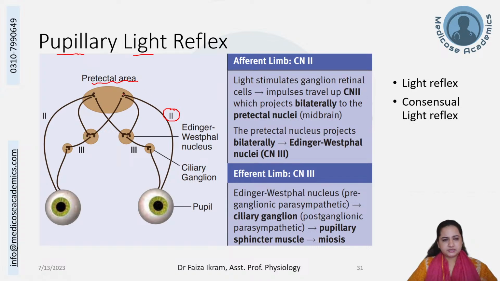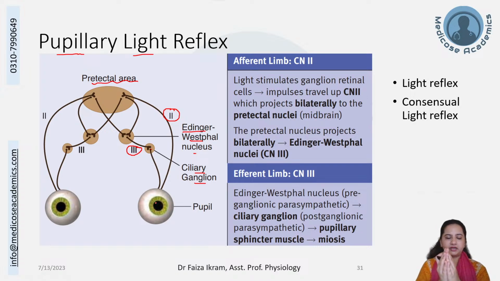Here in the pretectal nucleus, they then communicate with the parasympathetic nucleus of the third cranial nerve. This nucleus is known as the Edinger-Westphal nucleus. From here, the preganglionic parasympathetic nerves arise and synapse with the ciliary ganglion. From here, the postganglionic parasympathetic nerves arise and cause pupillary constriction. Whenever you enter a very illuminated area, your pupils will constrict, one of the manners by which there is light adaptation. So this is the reflex behind it.